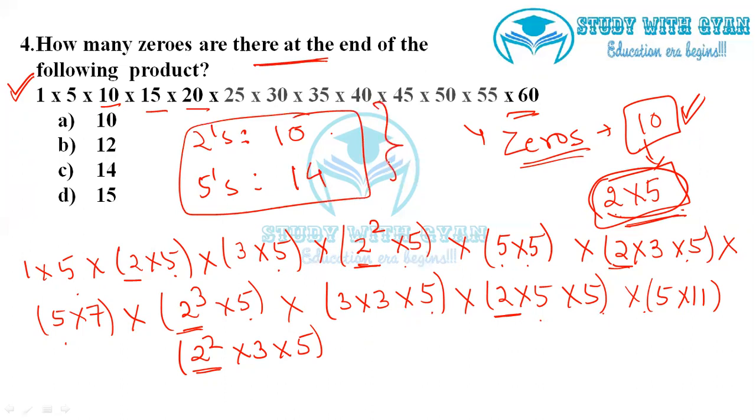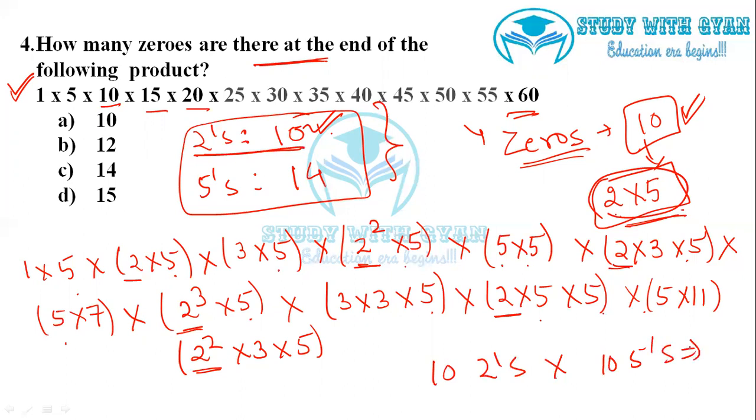So after calculating the number of 2s and 5s, simply check which one is lesser, whether 2 is less or 5 is less, and whichever value is lesser will be your correct option. That means here the number of 2s is 10, so 10 2s and 10 5s combination will make 10 zeros at the end. Okay, so 10 will be the right answer for this. So you can follow this approach very easily for this question.